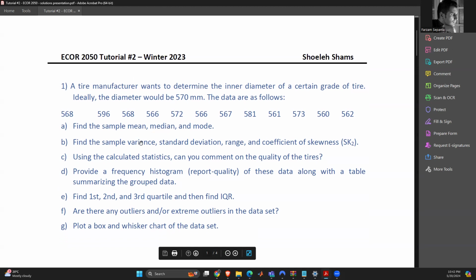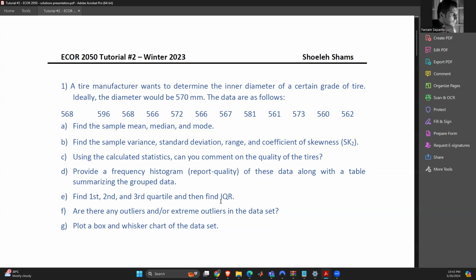The first question we're going through is a tire manufacturer wants to determine the inner diameter of a certain grade of tire. Ideally, the diameter would be 570 millimeters. The data are as follows. A, find the sample mean, median, and mode. Find the sample variance, standard deviation, range, and coefficient of skewness. Using the calculated statistics, can you comment on the quality of tires?